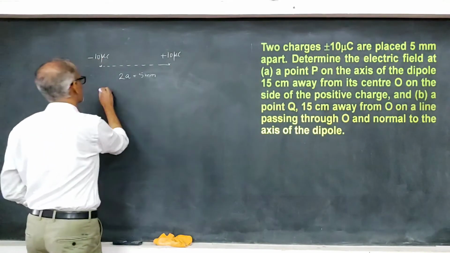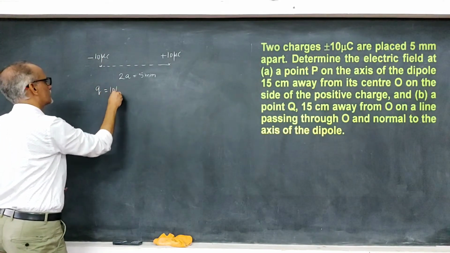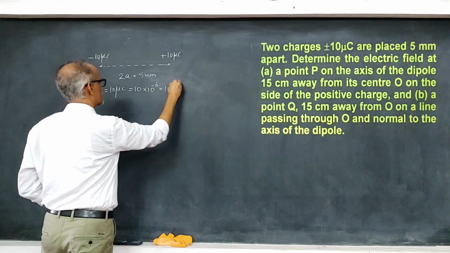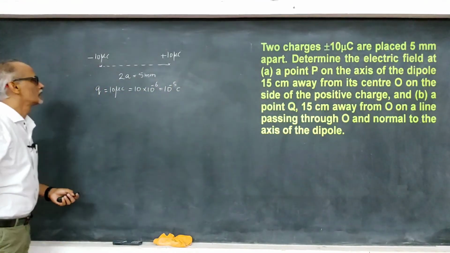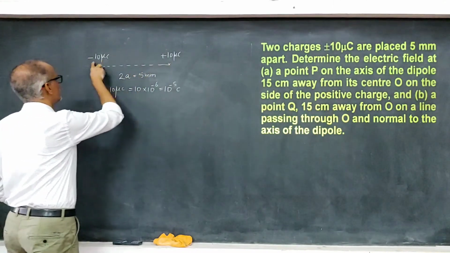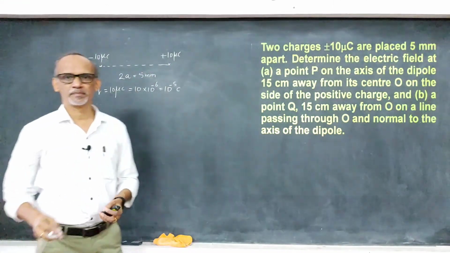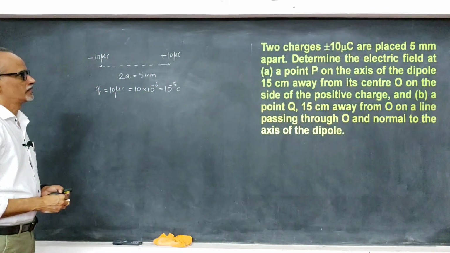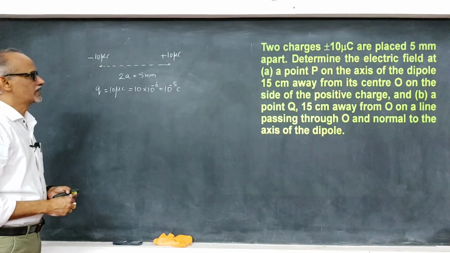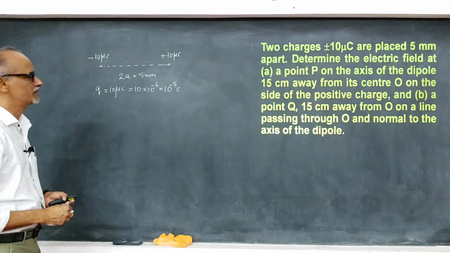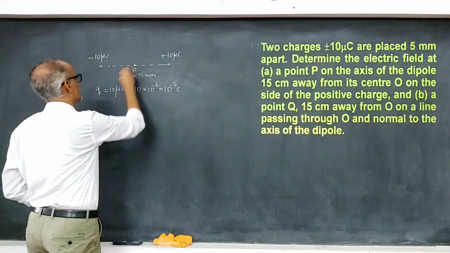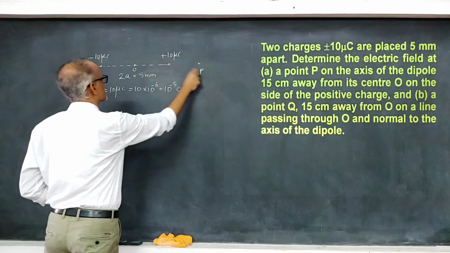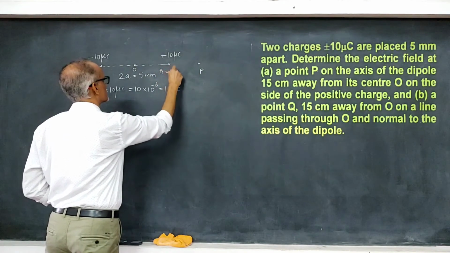And the magnitude of Q here is 10 microcoulomb, which is 10 into 10 to the power minus 6, which is 10 to the power minus 5 coulomb. These two equal and opposite point charges separated by a small distance act like an electric dipole. Determine the electric field at a point P on the axis of a dipole 15 centimeter away from its center O. So O is the center, and point P is at a distance R, which is 15 centimeter.